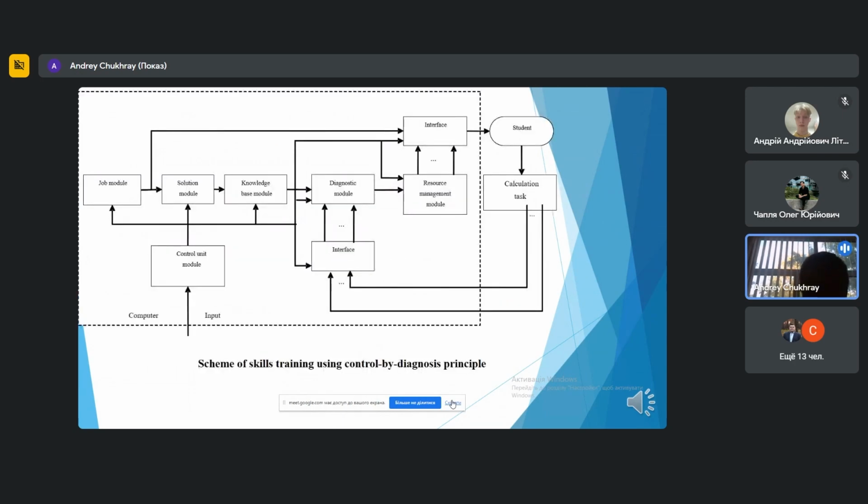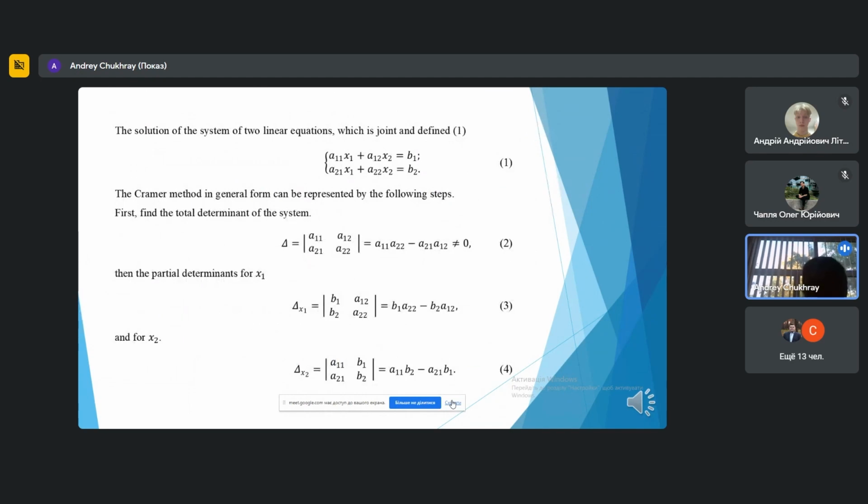And you can see the main scheme of the intelligent tutor system implemented with the help of this principle: job model, solution model, diagnostic model, resource management model, calculation task, and so on. So we consider the solution of the system of two linear equations by Cramer's rule, which are presented on the slide, and implement the intelligent tutor system that teaches to perform the calculation by this method.